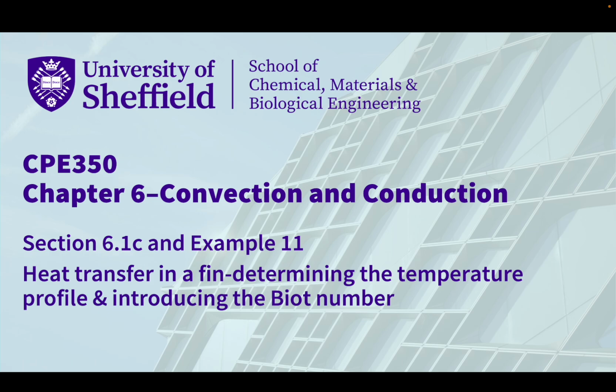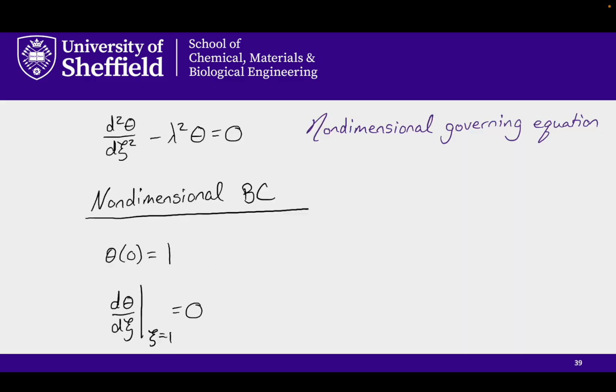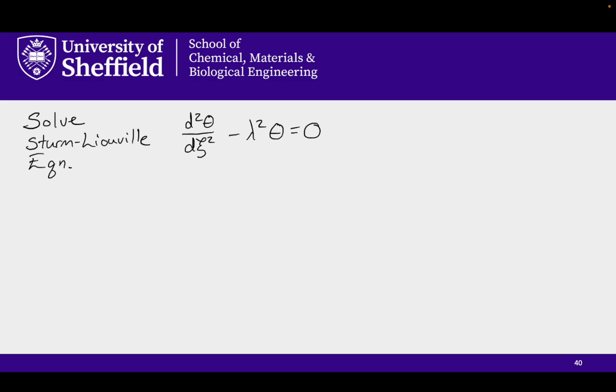Hello and welcome to CPE 350, Chapter 6, Section 6.1c, where we're continuing with example 11 by calculating the actual temperature profile in the fin and introducing the Biot number to describe the behavior that we observe. So again, we're solving this temperature profile in a fin, and previously we had non-dimensionalized the governing differential equation and its boundary conditions. So we'll move forward from here.